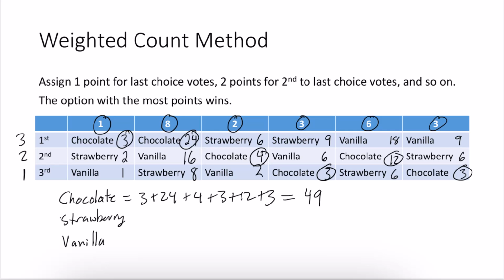The reason why we call it a weighted count is because each choice level gets a different weight. In this case, first choice gets 3 points, second choice gets 2 points, and third choice gets 1 point.